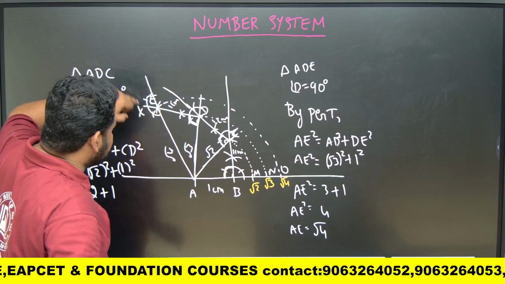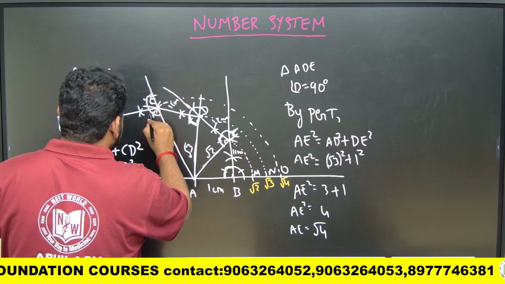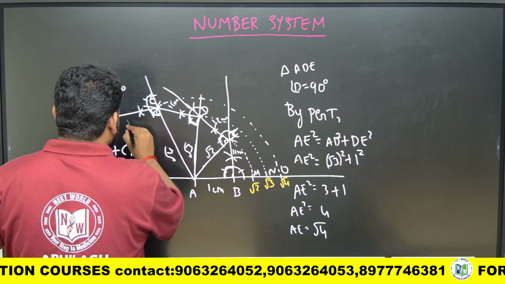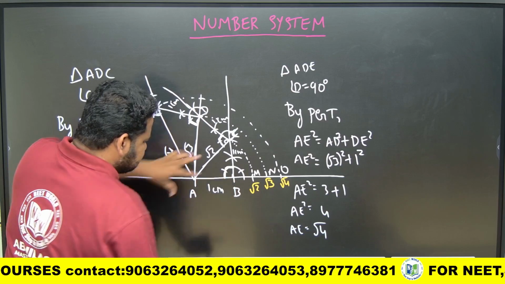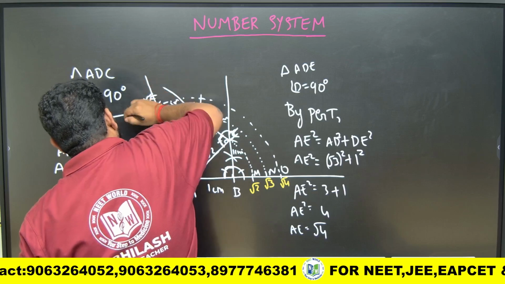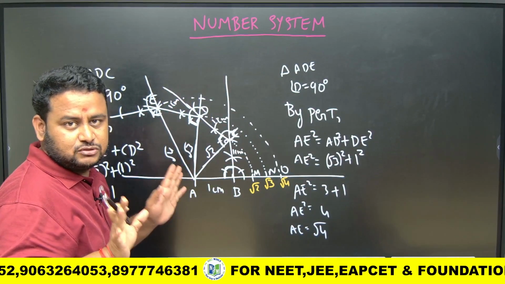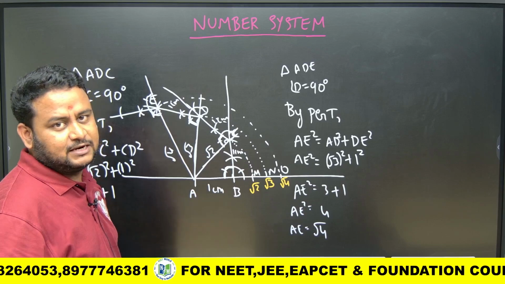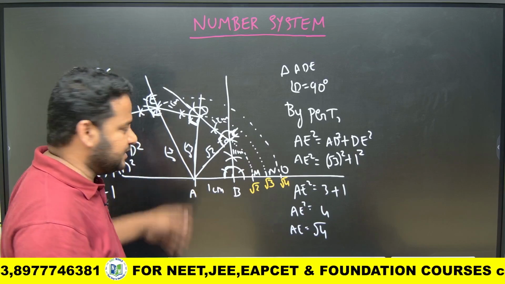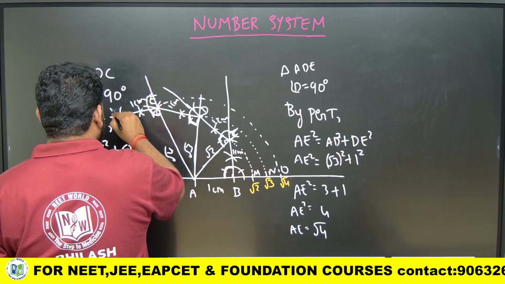Keeping the compass here, I'll get one arc. From this I'll draw a straight line. This angle will become 90 degrees. Again I'll measure 1 centimeter. I'll keep the compass at point E and measure 1 centimeter. Use the compass only, not the scale, otherwise your marks will be cut. You are constructing here. This is 1 centimeter, and the next point is F.